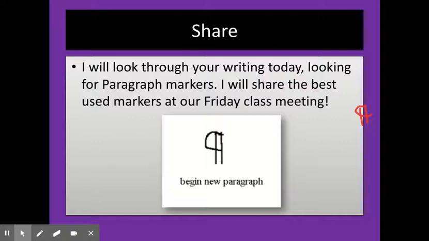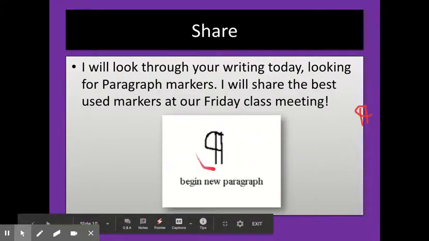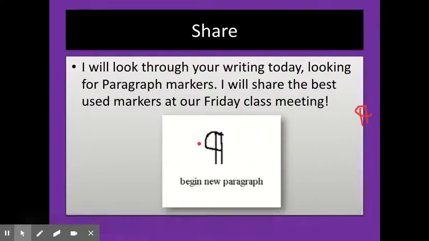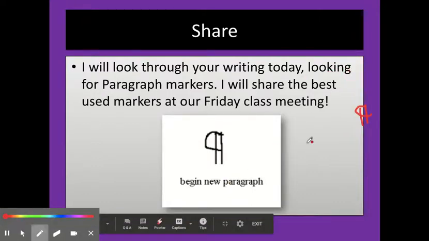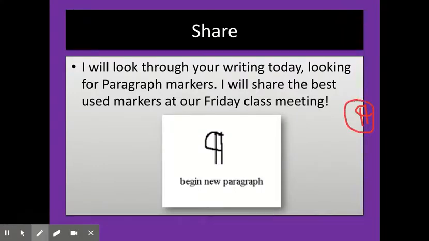And I want to see bright red paragraph symbols, or at least in some sort of different color. If you only have a pencil, kind of do something like this. So make your paragraph symbol and then circle it really big so I can see it, okay?